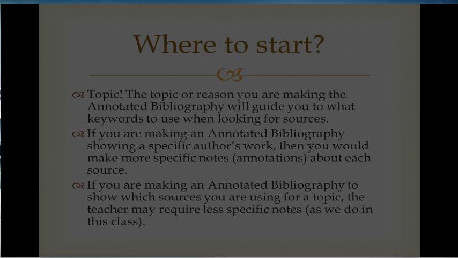Okay, so one of the things you need to sit down and think about is what are the topic restrictions and what exactly am I going to be using this annotated bibliography for? If you're making an annotated bibliography showing a specific author's work, like my friend in graduate school, then you would need more specific notes or annotations about each source. If you're making an annotated bibliography to show which sources you're going to use for a specific topic and then write a paper afterward, the teacher may not require such specific notes. So be sure you check your assignment sheets.